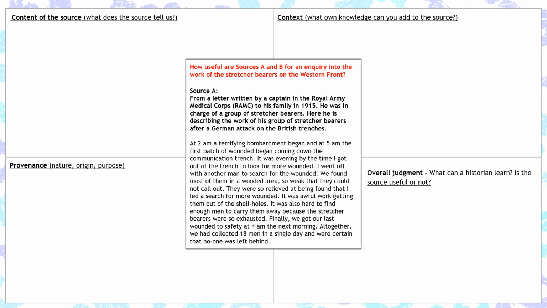Is it useful for learning about stretcher bearers on the Western Front? Is it partially useful? Is it somewhat useful? Or is it not useful? Now, I've never quite come across a question where the source would be absolutely not useful at all, but there may be sources that are more useful than others.